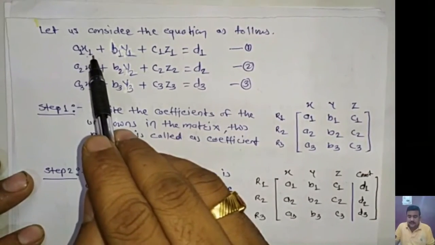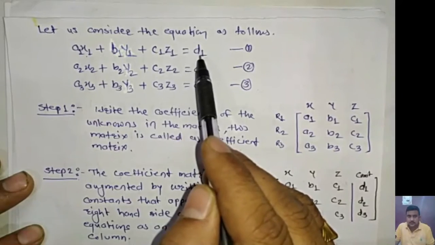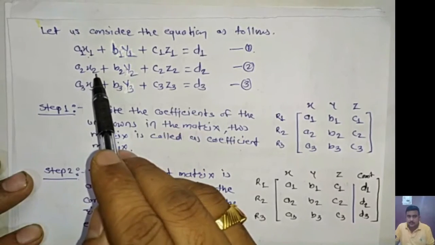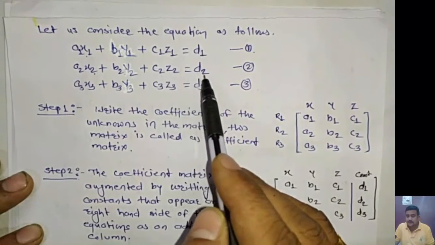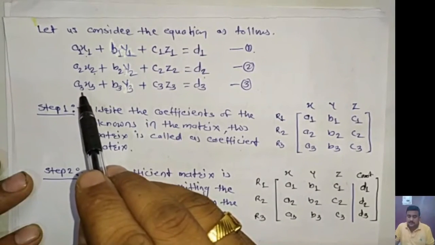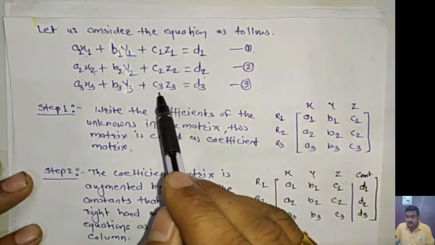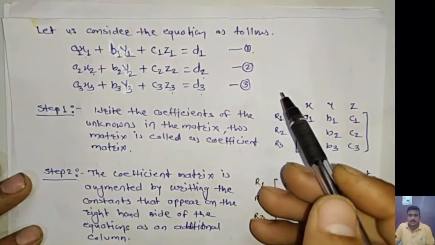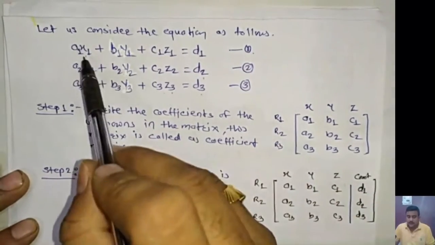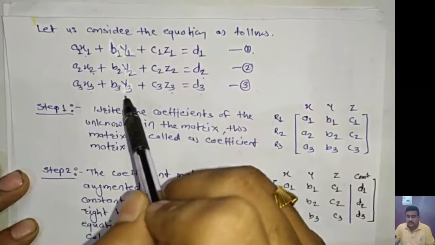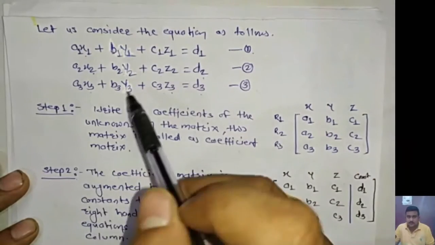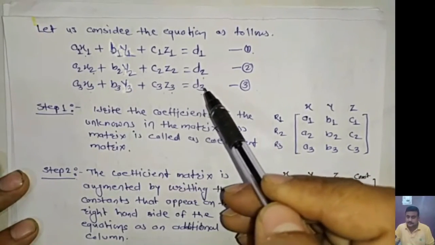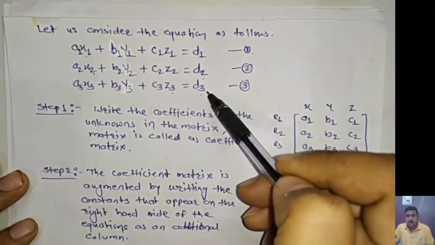The first equation is a1x1 plus b1y1 plus c1z1 equals d1. We term it equation number 1. The next equation is a2x2 plus b2y2 plus c2z2 equals d2, equation number 2. The third equation is a3x3 plus b3y3 plus c3z3 equals d3. This is our equation number 3. Here a1, b1, c1, a2, b2, c2, a3, b3, c3 are the coefficients of the unknowns x1, y1, z1, x2, y2, z2, x3, y3, z3, and d1, d2, d3 are the constants.